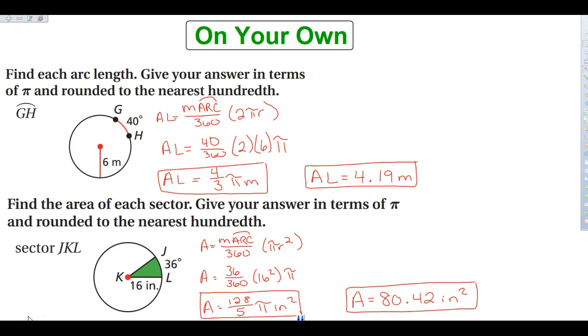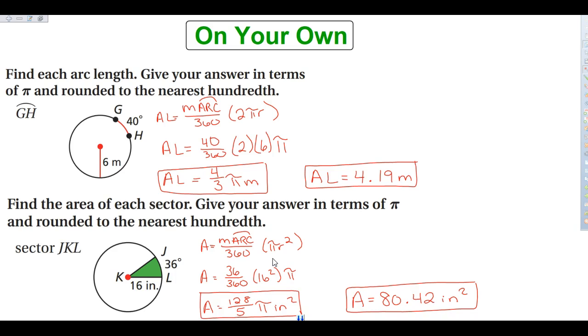All right, so go ahead and check your answers. When we're finding arc length, we're doing the measure of the arc divided by 360 times circumference, so times 2 pi r. When we're doing area of a sector, we're doing that arc over 360 times our area formula, which is pi r squared.